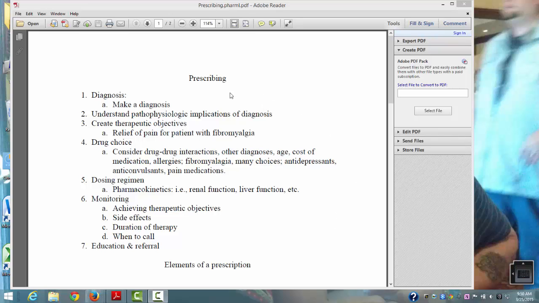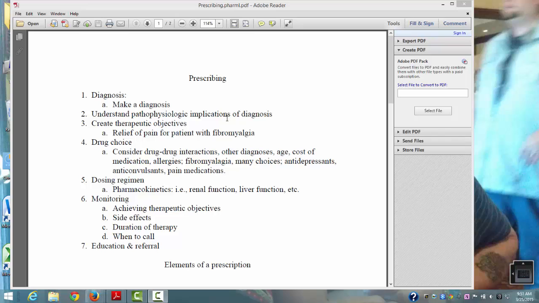Okay, this is the prescribing document that I have here. So when you're prescribing, make sure you come up with at least a differential diagnosis. For instance, someone's coming in, a 54-year-old female, complaints of body pain, stuff like that, and you've made a diagnosis of fibromyalgia. So you need to make sure at least that you have a presumptive diagnosis.